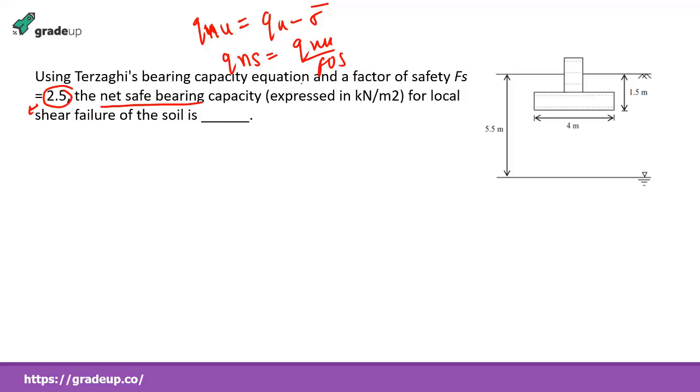So this only you have to find. Now you have to find just this value of QU and sigma bar. For all these the values are given. Now you have to keep in mind this factor for local shear failure of the soil. It is given in the question that this is a case of local shear failure. Many people will not see this.